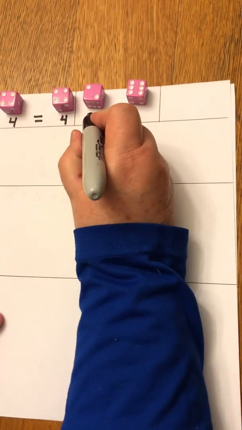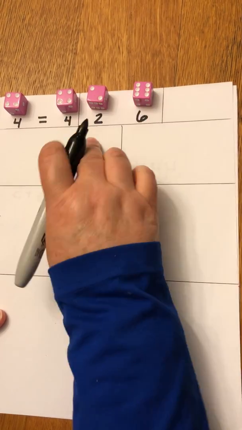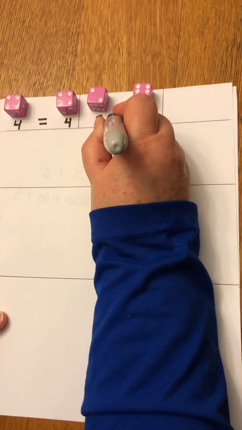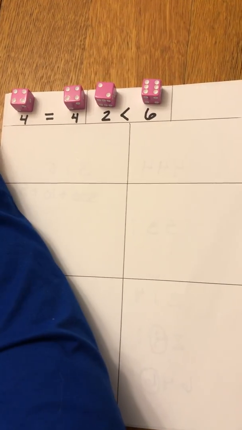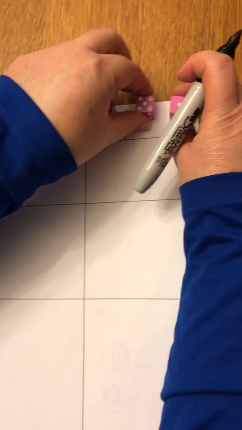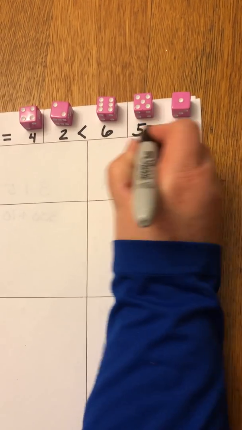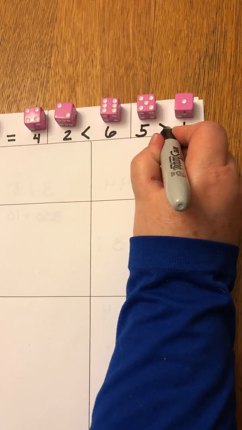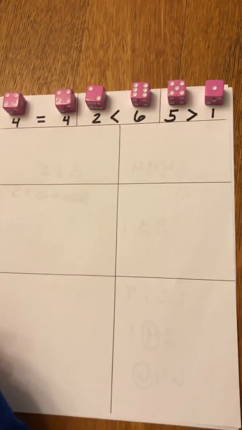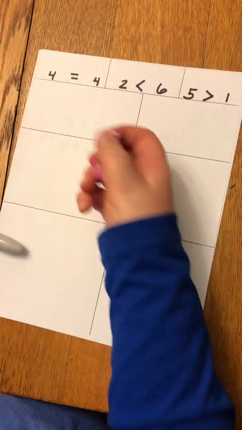This dice has a 2 on it, and this dice has a 6 on it. We know that 2 is less than 6, so we write it like that. Less than. 2 is less than 6. Here's my third example. This time I have 5 and 1, and I know that 5 is greater than 1 because it's more.